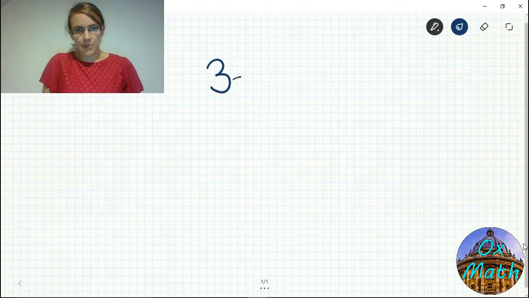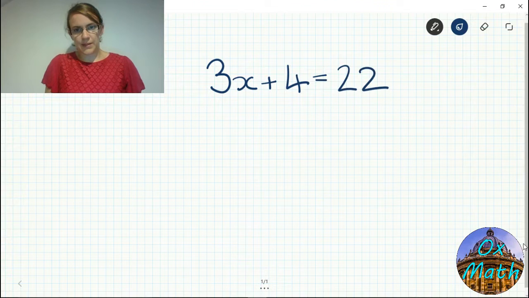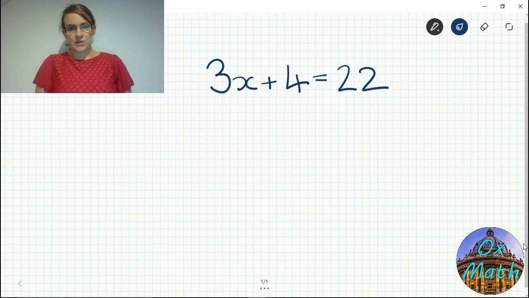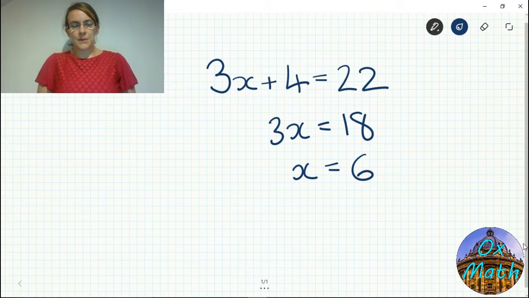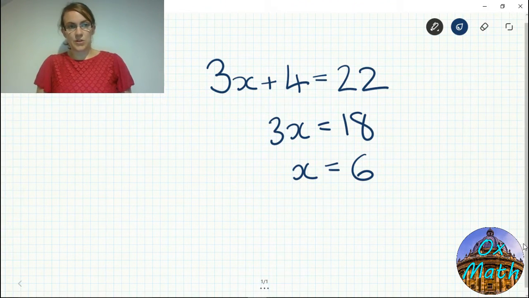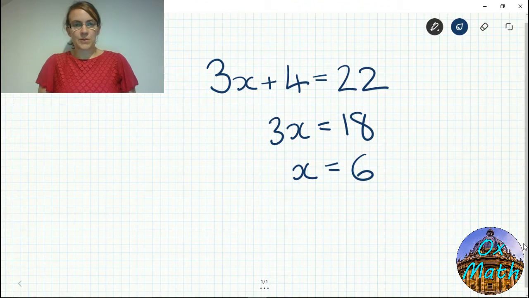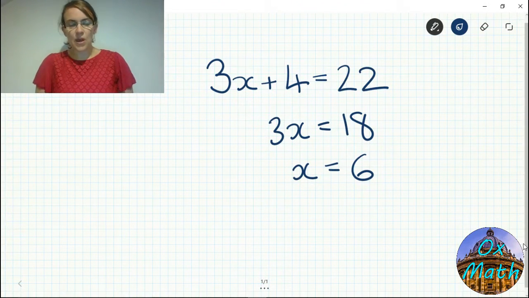So if, for example, I gave you the equation 3x plus 4 equals 22, we could actually solve this equation. Take 4 from both sides, 3x equals 18, so x must be 6. Now, if you're not sure how to solve equations like this, then you need to watch another video on that. But for now, I'm going to assume that you can solve normal equations and continue with the simultaneous equations.